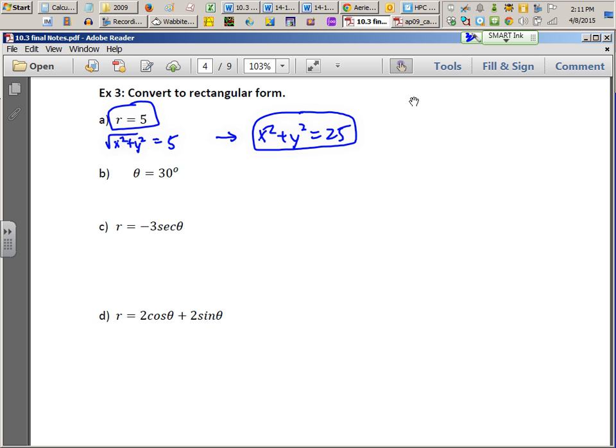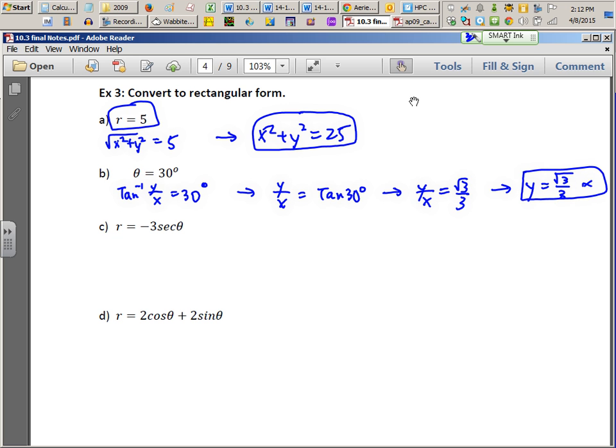For this one, I would replace this with tan inverse y over x equals 30, and I would tan both sides. So y over x equals tan 30. In other words, y over x is root 3 over 3. Since this isn't really in a recognizable form yet, I'll go ahead and multiply by x on both sides. So this is just a line. This is just a line. Okay, this one was a circle.